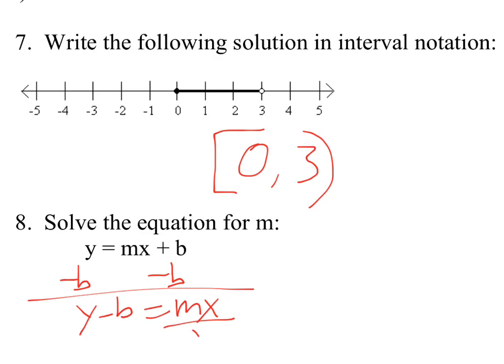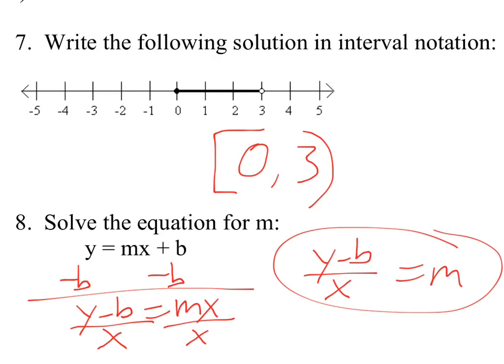And now we just need to get rid of that x that's next to the m, so we're going to divide everything by x, and you have to divide the entire side by x, not just one part. And you'll have y minus b divided by x equals m, and you can switch that around if you want to. You don't even have to worry about changing direction of your equality because it's the same thing.